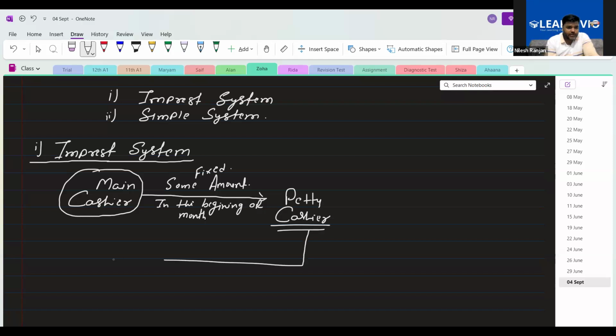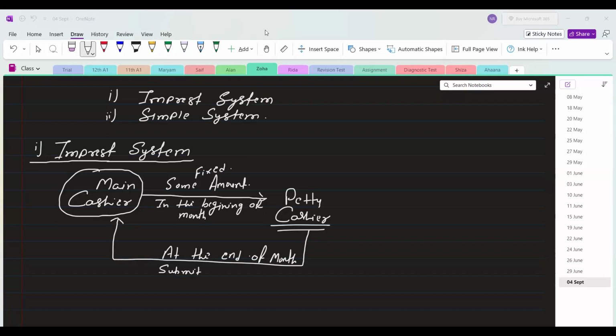After completion of the month, at the end of the month, he will submit the report, and the amount will be fixed. Let's say the fixed amount is 5,000, and the petty cashier incurred expenses of 4,700. So how much amount is the balance?